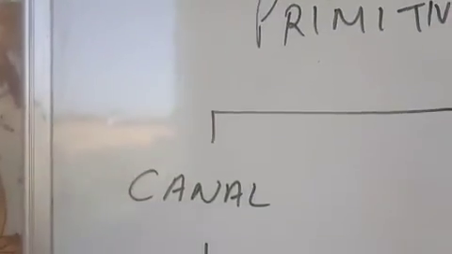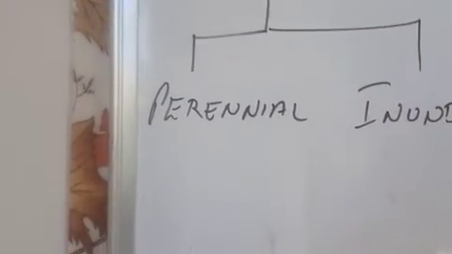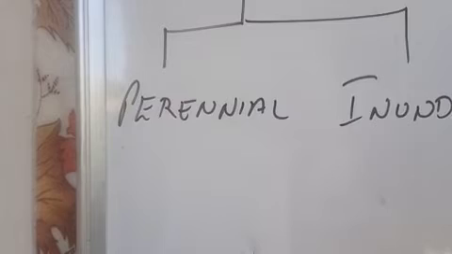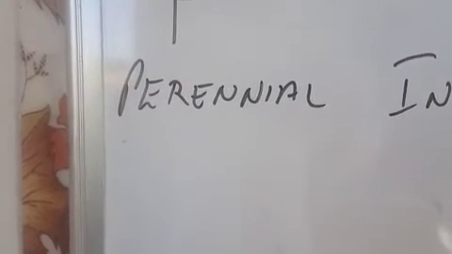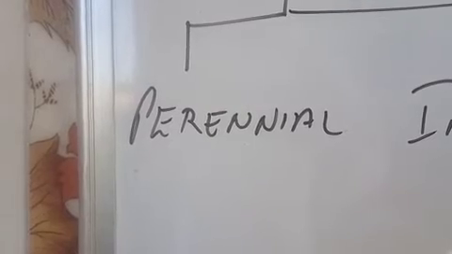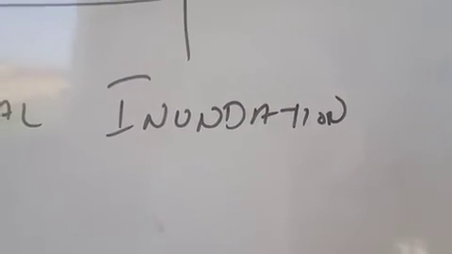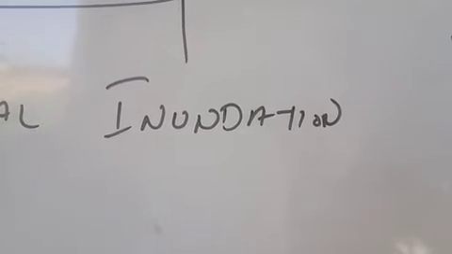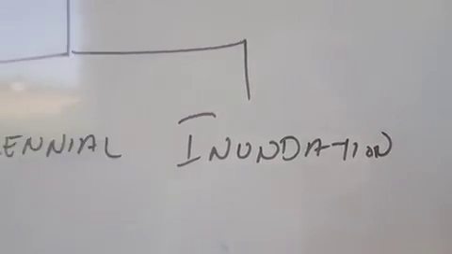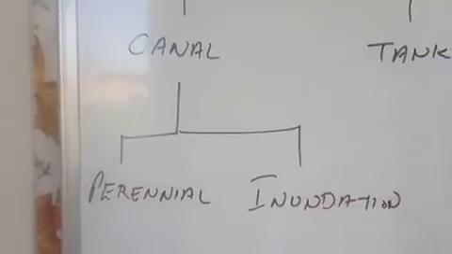Now, first of all, canals. Canals are of two types. First is perennial. The word perennial is related to the canal which flows throughout the year, which has water throughout the year. And inundation canal is a canal which is seasonal, but nowadays all the inundation canals are also transferred into perennial canals. So these are two types of canals.